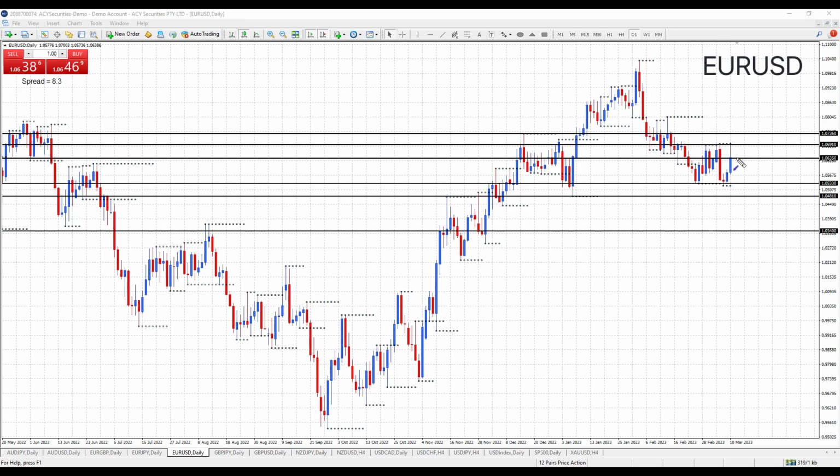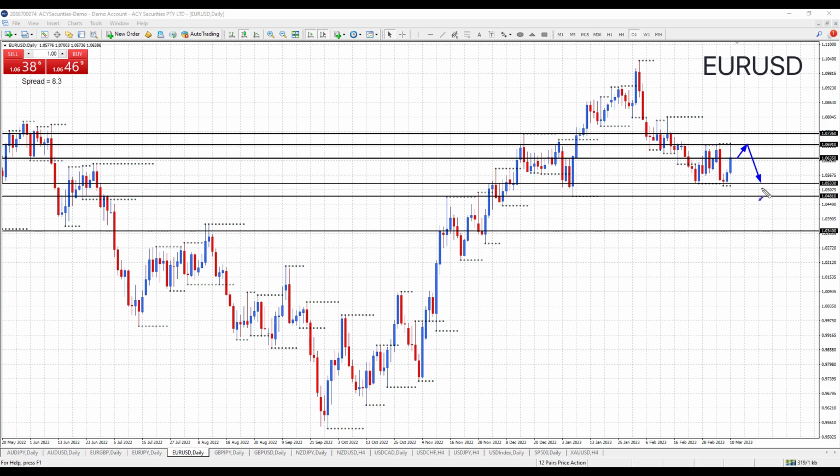So very range bound, but have we already failed up here to move back down the range? So we could revisit that area. So first of all, we could revisit here for then a further failure, but are we moving down to retest the bottom of the range?